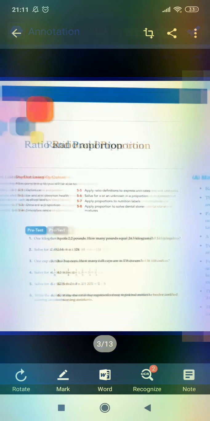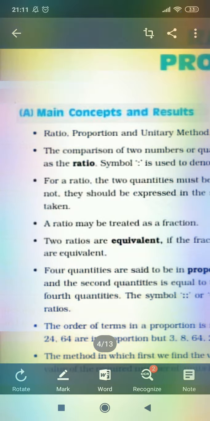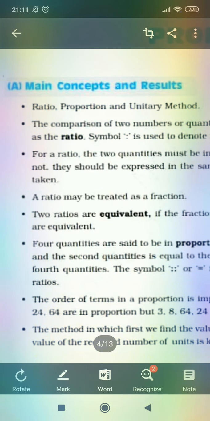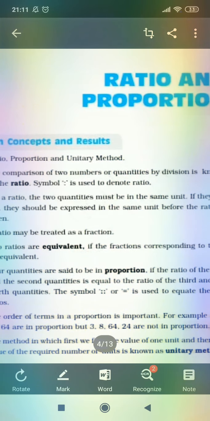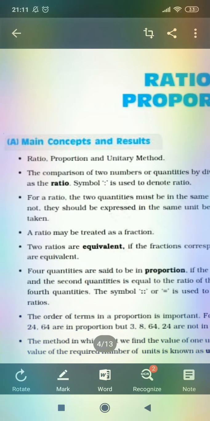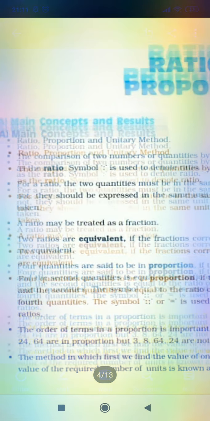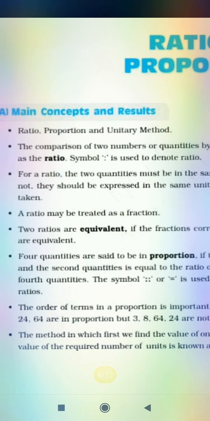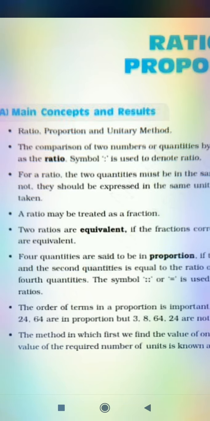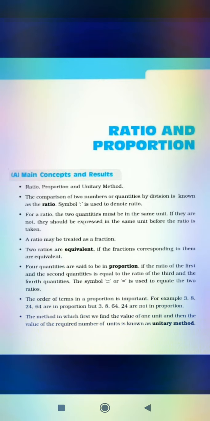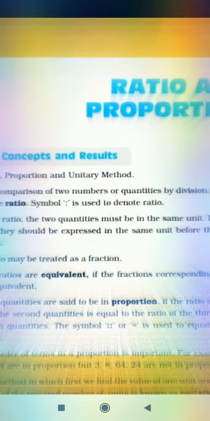Okay, next we will discuss ratio and proportion and the unitary method. The comparison of two quantities is what? Ratio. The symbol we have also discussed. The ratio can be treated as a fraction. In some cases, as in simplifications, we can use a ratio as a fraction. Two ratios are equivalent if the fractions corresponding to them are equivalent.